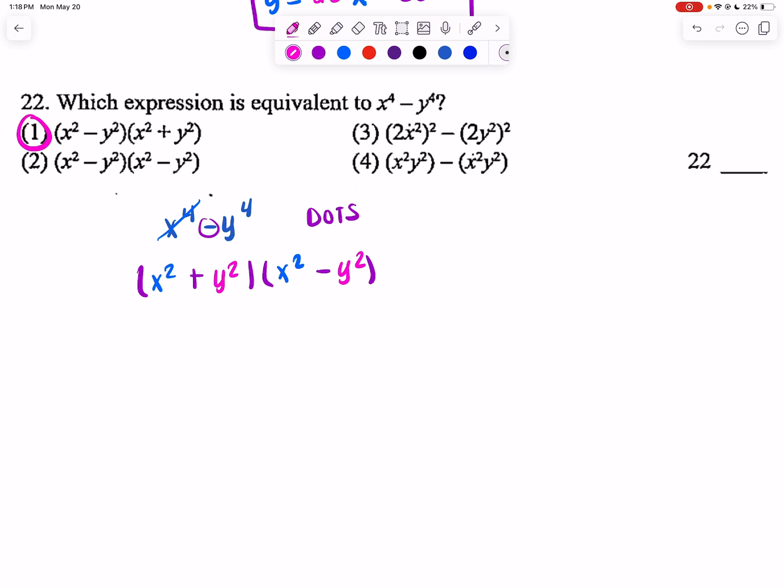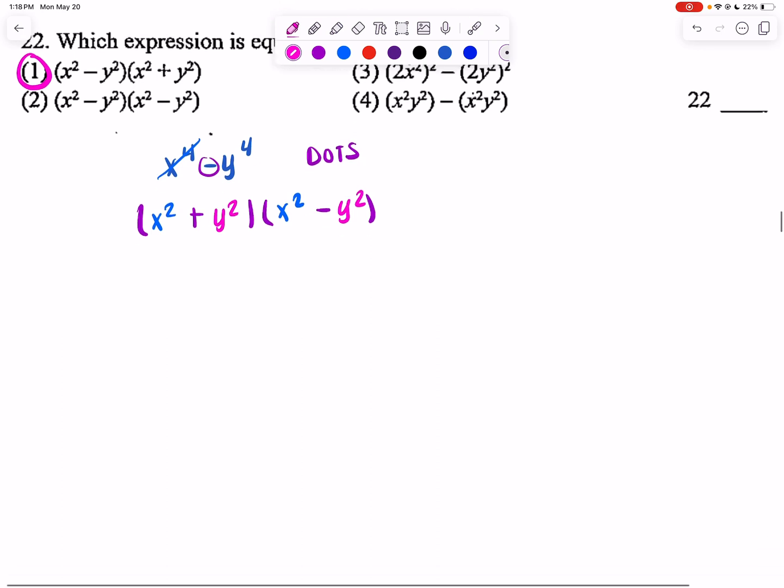Now, if this was a part 2 question, it might say factor completely. Well, you can actually take this a step further. I can factor x squared minus y squared just how I did x to the fourth minus y to the fourth. Now, I can't factor my first set of terms because that's a plus sign, so I'm just going to rewrite it. So I have x squared plus y squared. But now I'm going to factor x squared minus y squared.